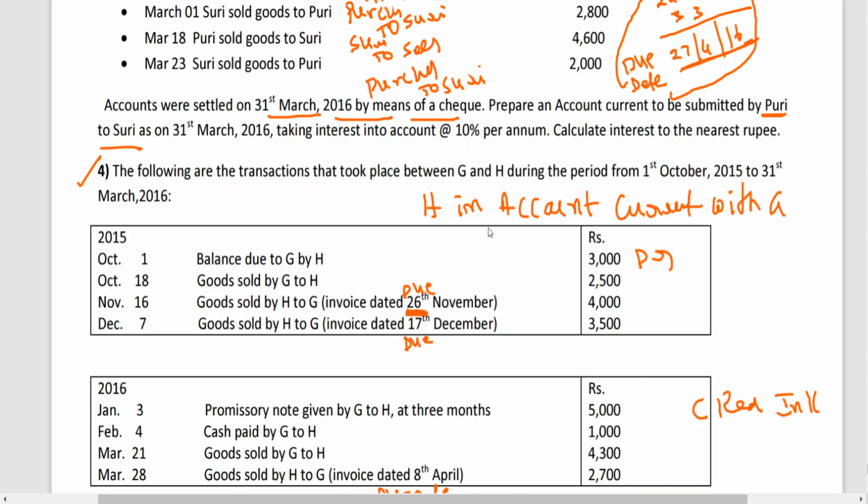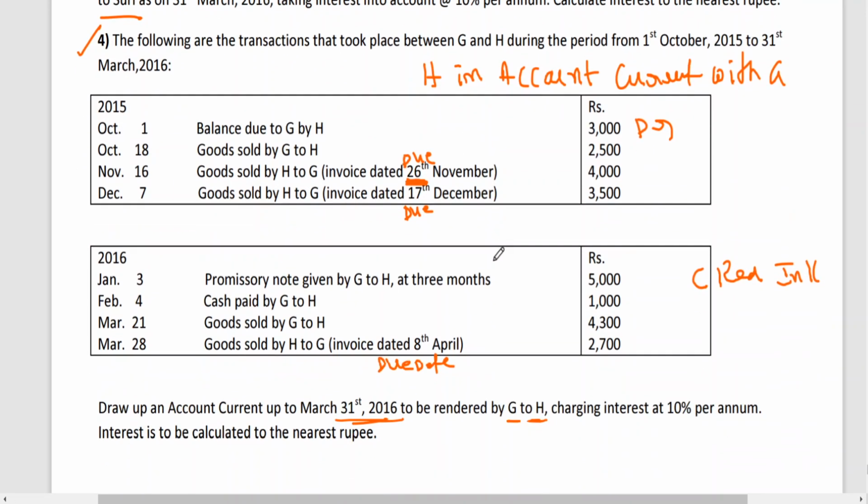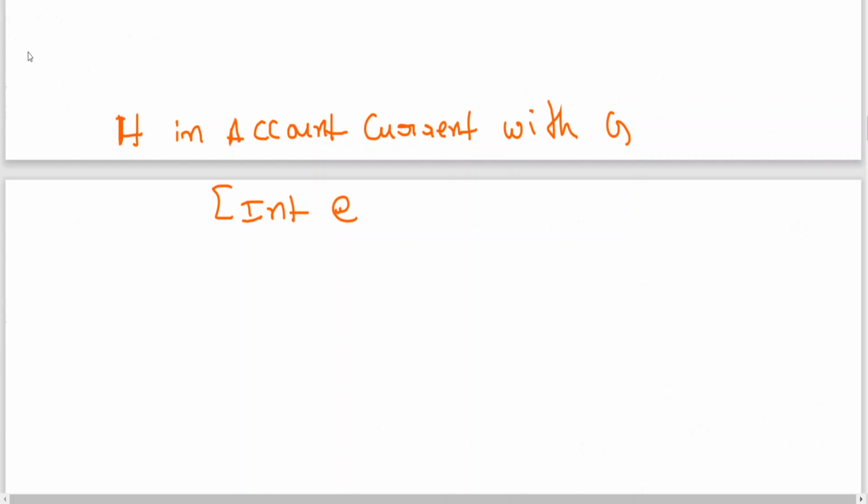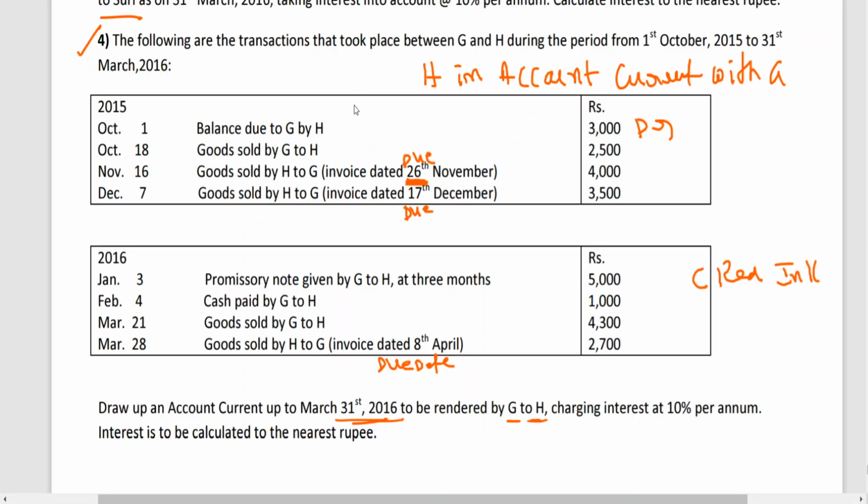Interest at the rate of 10% up to 31st March 16. Interest at the rate of 10% up to 31st March 2006.